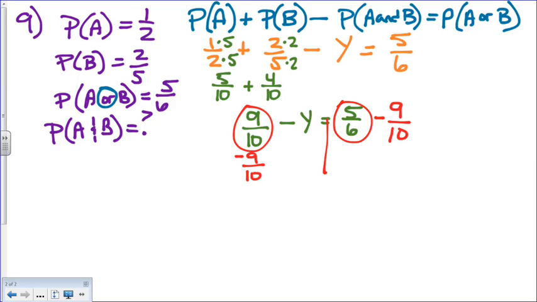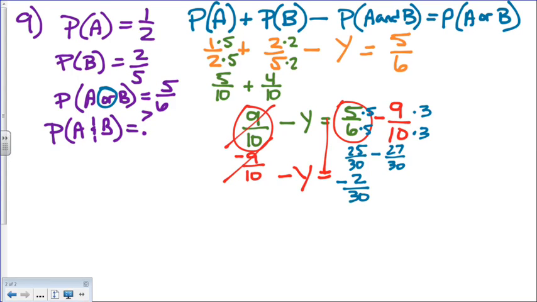When I do that, 9/10 cancels on the left, and I have negative y equals, and just like before, I have to find common denominators. Common denominator for 6 and 10, I think 30 is the closest, because 6 times 5 equals 30, so my new fraction would be 25 over 30. And then 10 times 3 equals 30, and 9 times 3 is 27. So 25 minus 27 equals negative 2 over 30.